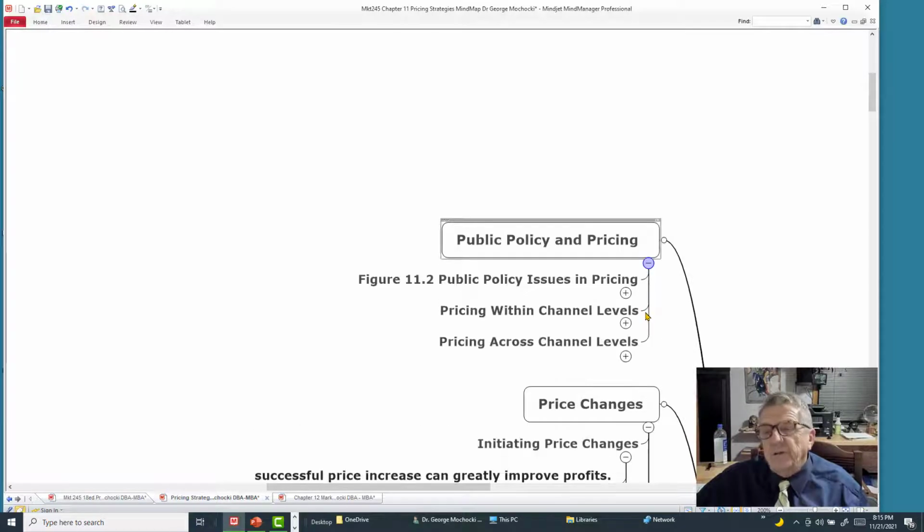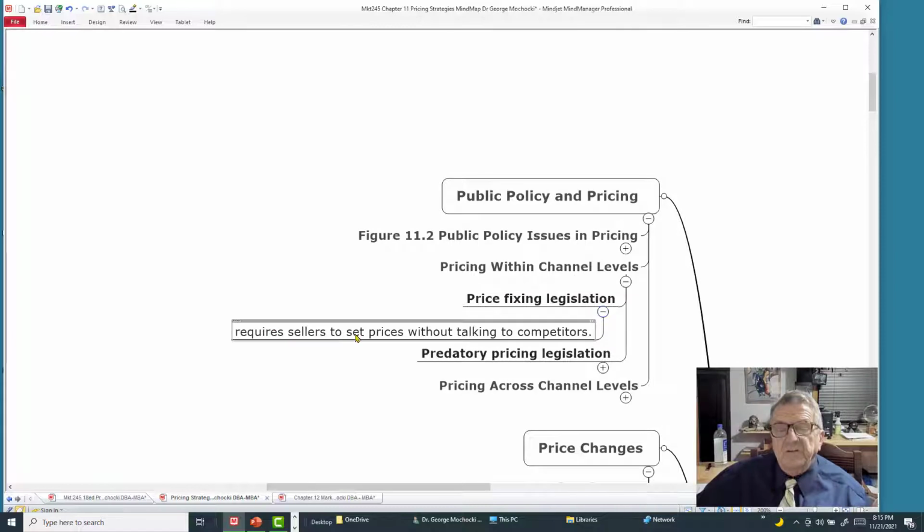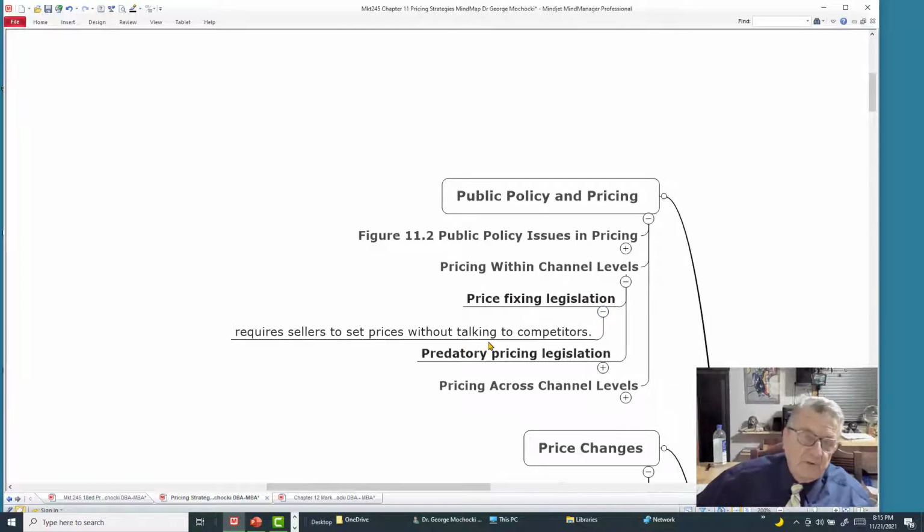Now the other thing. This one's on public policy and pricing, and it had a good chart. I just go with this price fixing legislation. It's just laws to protect you, so you're not being taken advantage of. It requires sellers to set prices without talking to competitors. There was a big thing with the milk industry, that they talked. That's why the prices of milk were going up.